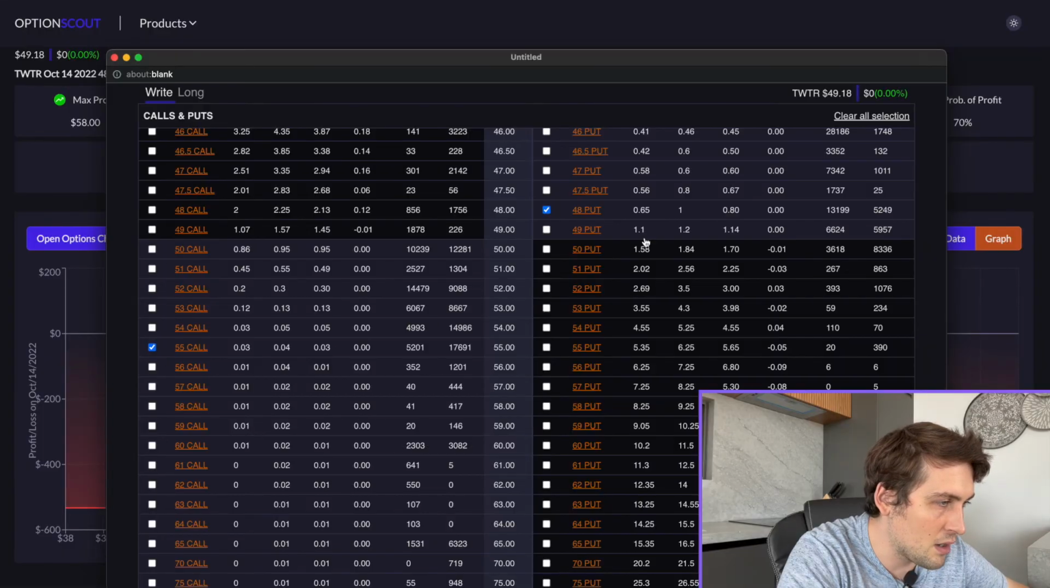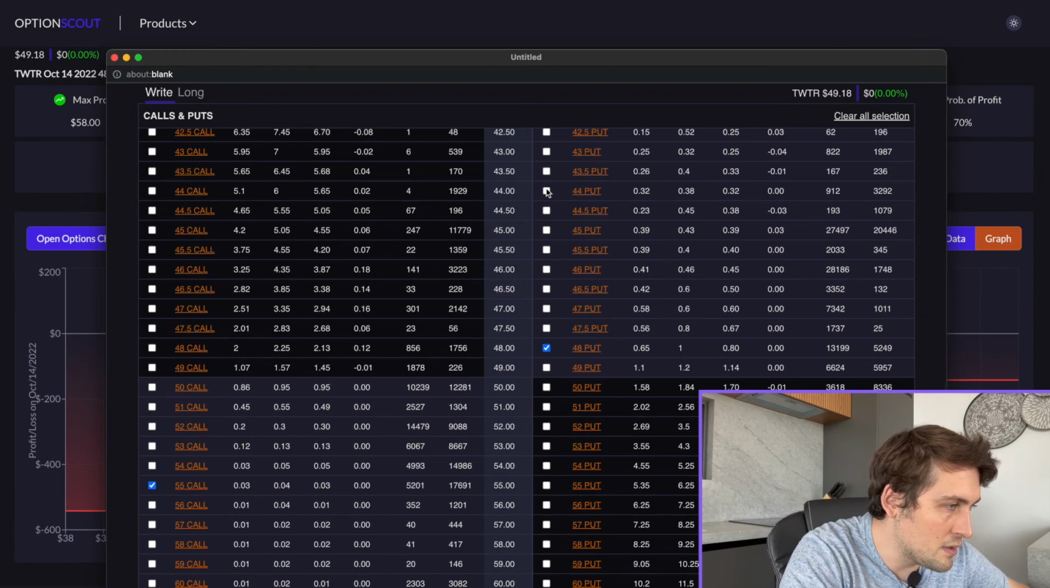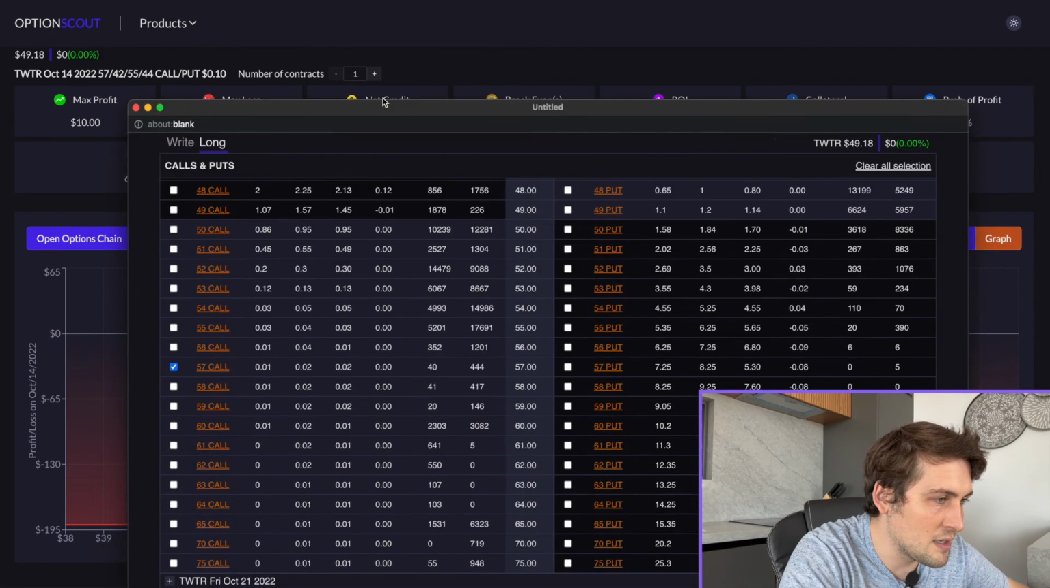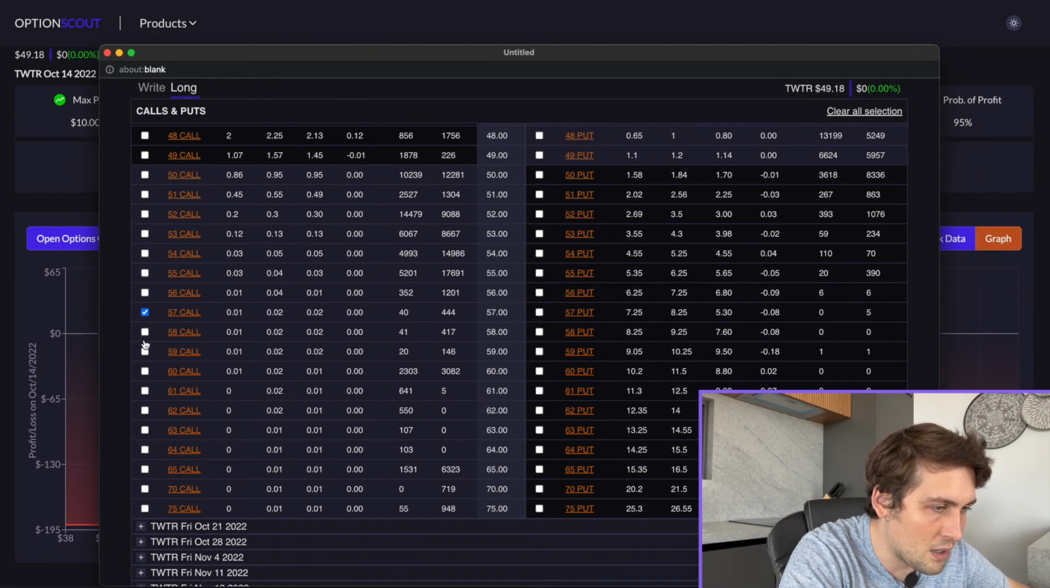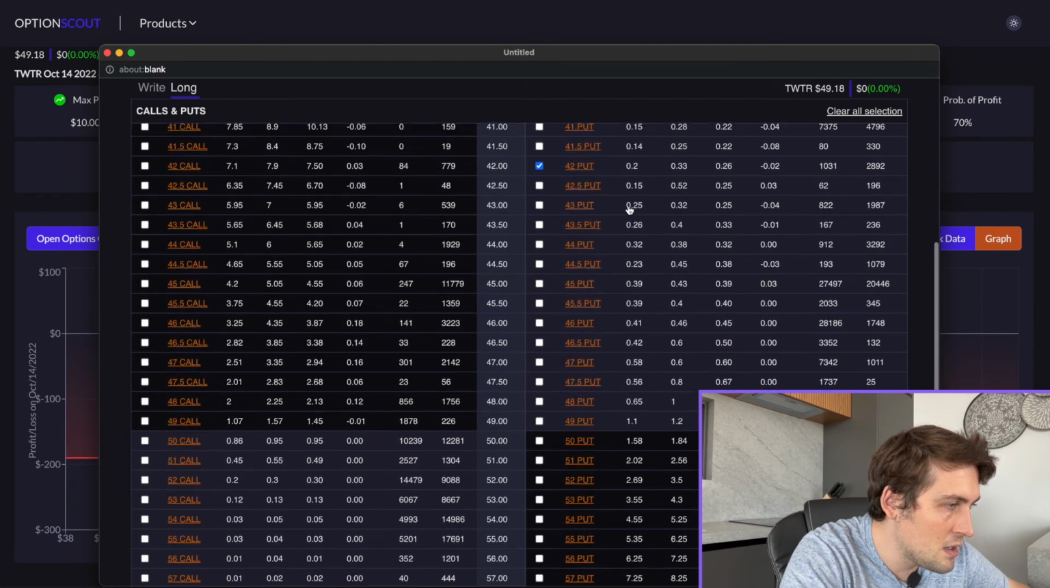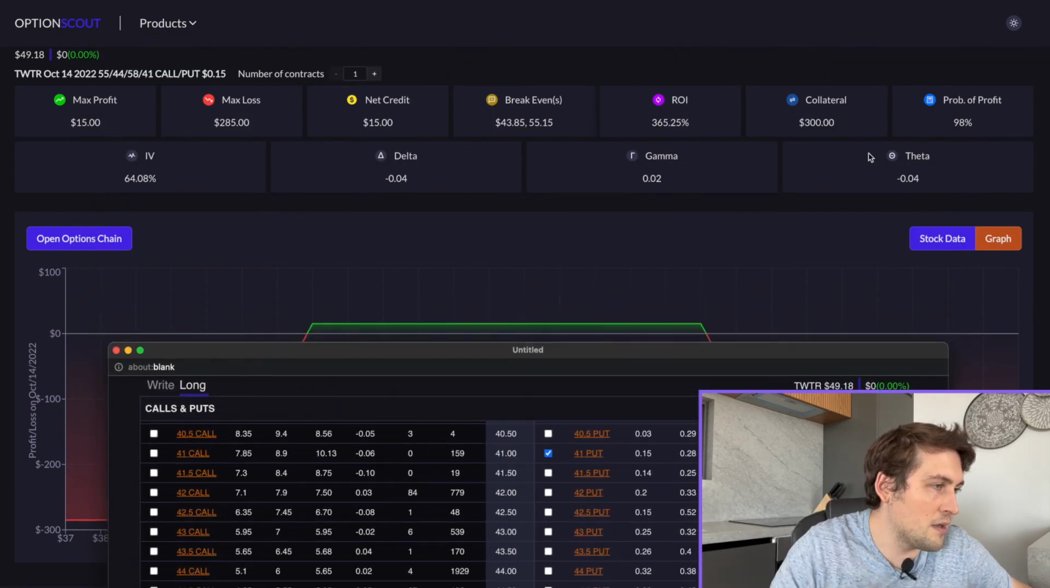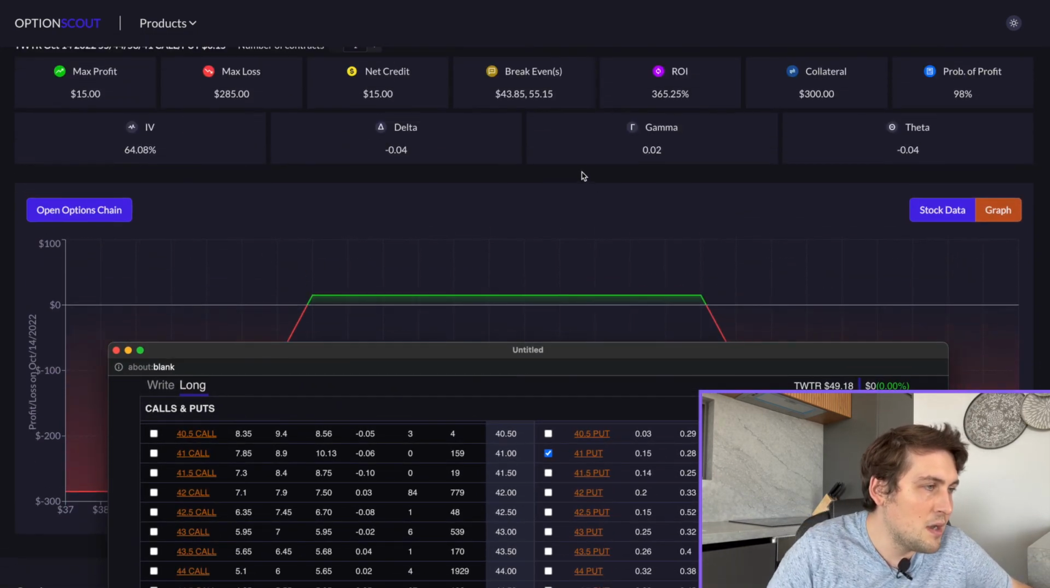So if you want to increase your probability of profit, then you're going to pick a wider range, right? So for Twitter, for example, if you want a really, really high probability of profit, where you won't be making too much money, you go 55 call, and then you do 44 put. If my longs are less than that, it's going to look a little bit wonky, but let's go long 58, and let's go long 41. So this would be a really high chance of probability.